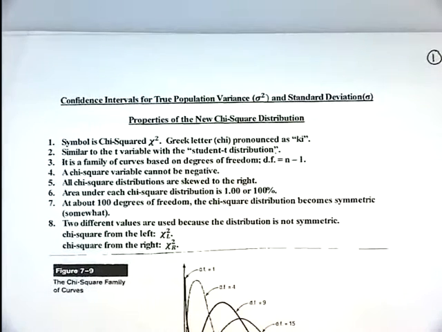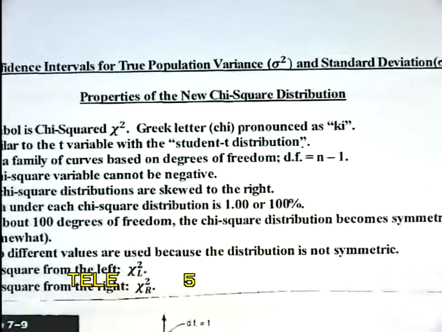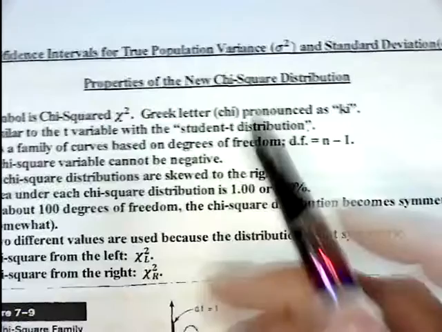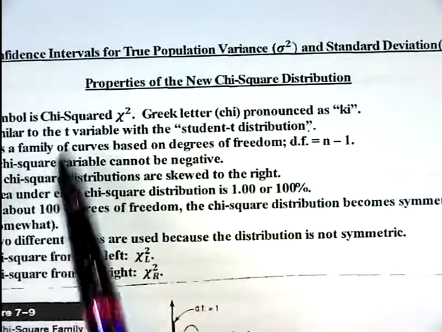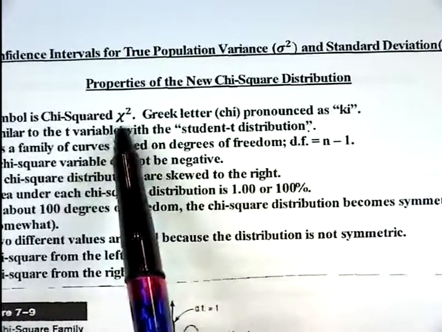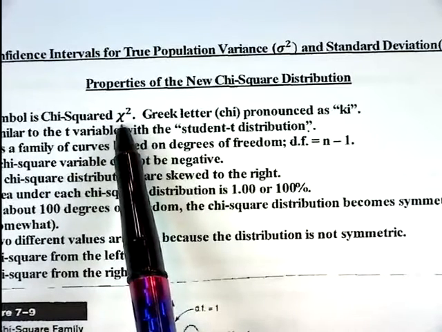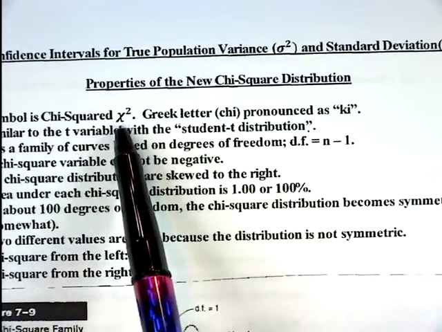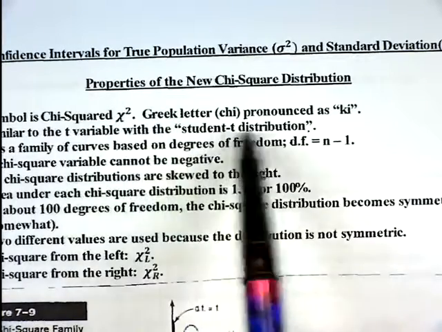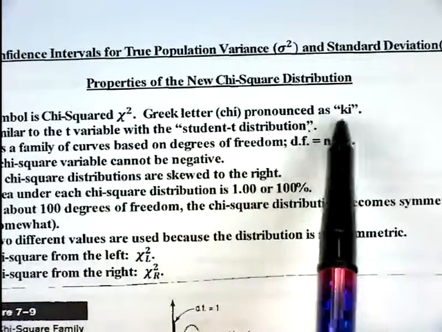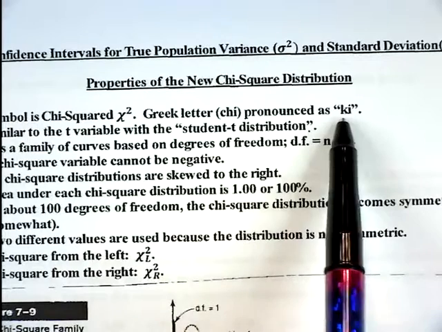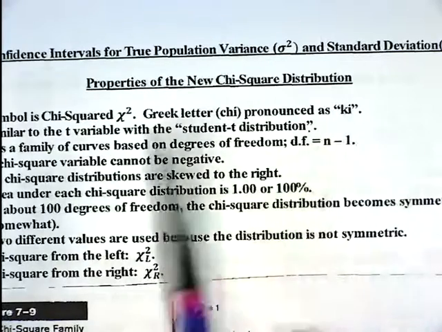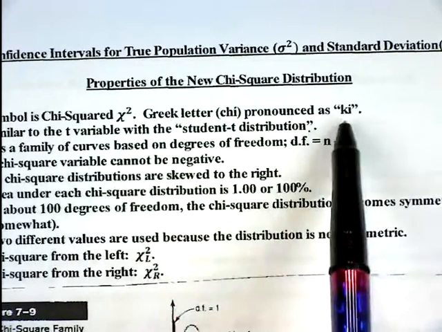We may never know the true population variance or true population standard deviation, but we can be a certain degree confident that those values fall between 2 numbers. The properties of this new distribution called the chi-square distribution, the symbol is chi squared. I know it looks like a capital X, but it is the Greek letter chi. It is pronounced as ki, so that's why I say chi squared. Some students say chi, but it's supposed to be ki.